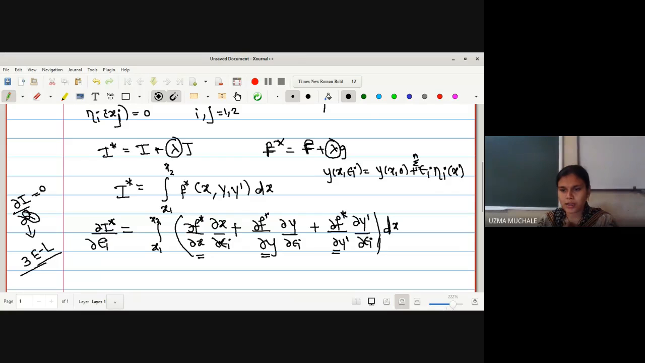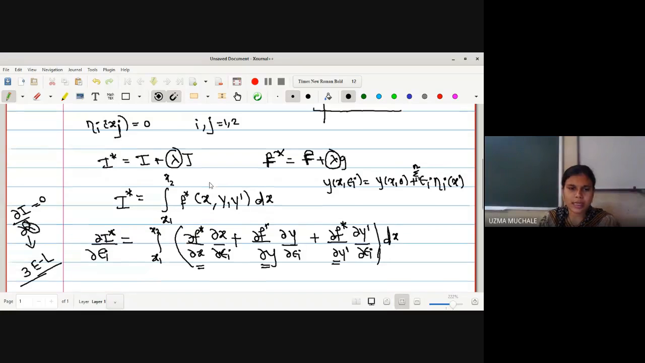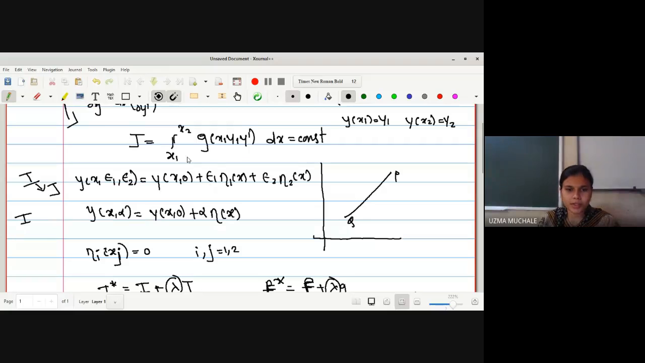This is a summation where I runs from 1 to 2. The same thing I have written in the form of a summation. These two terms we can write in the form of a summation that I have written here.